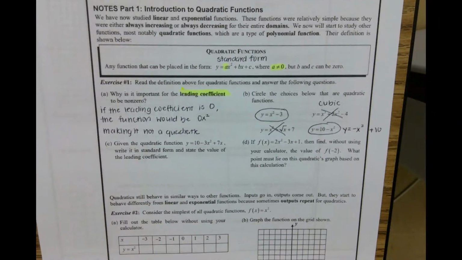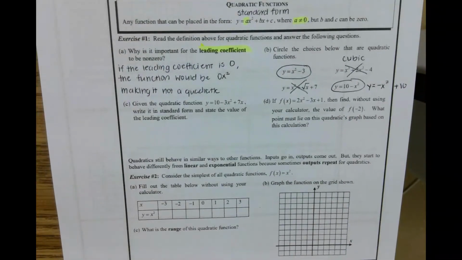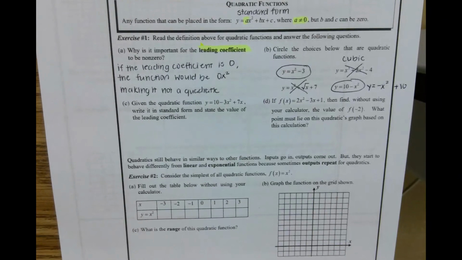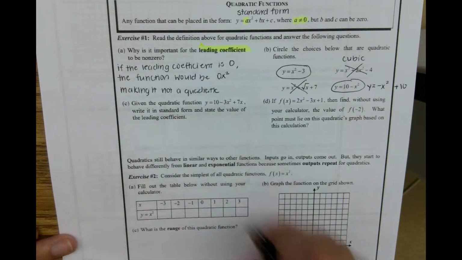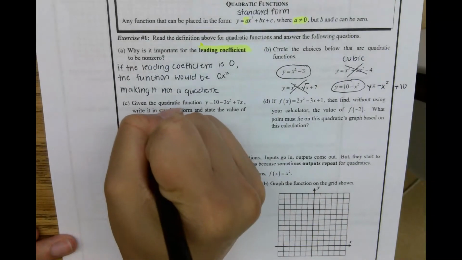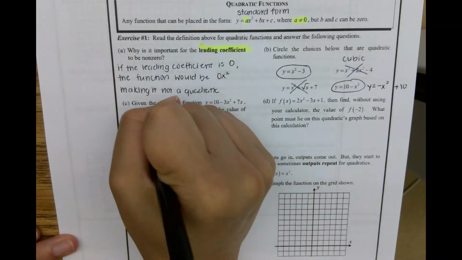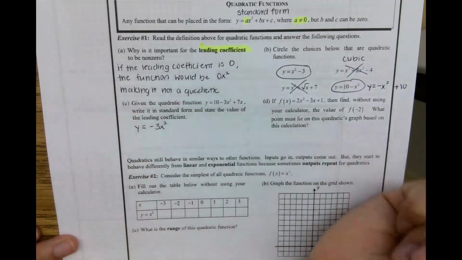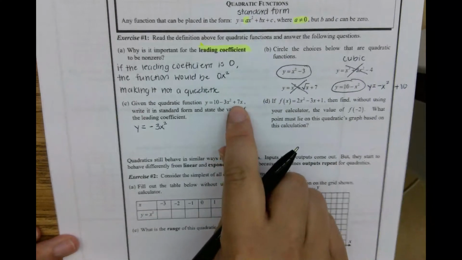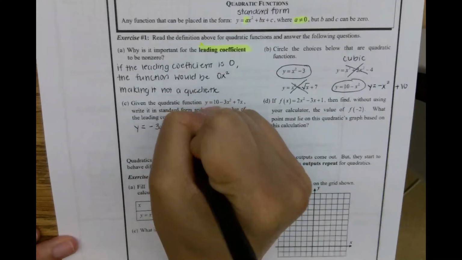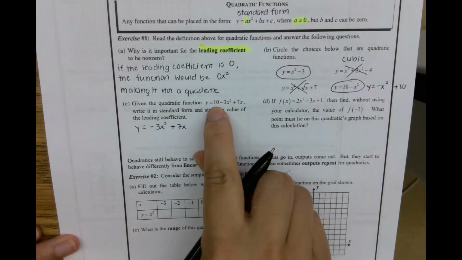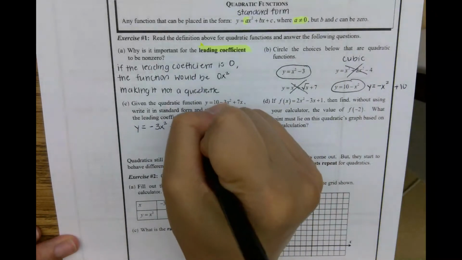Given the quadratic function y equals 10 minus 3x squared plus 7x, we're going to write it in standard form and then state the value of the leading coefficient. If it's in standard form, we start with our highest power, so that's x to the second power. So this one comes first: negative 3x squared. Then it's x to the power of 1, so plus 7x. And then since this constant 10 is positive, it will be a plus 10.